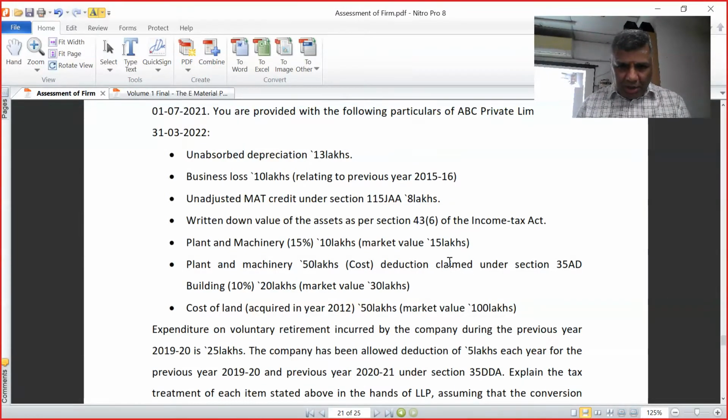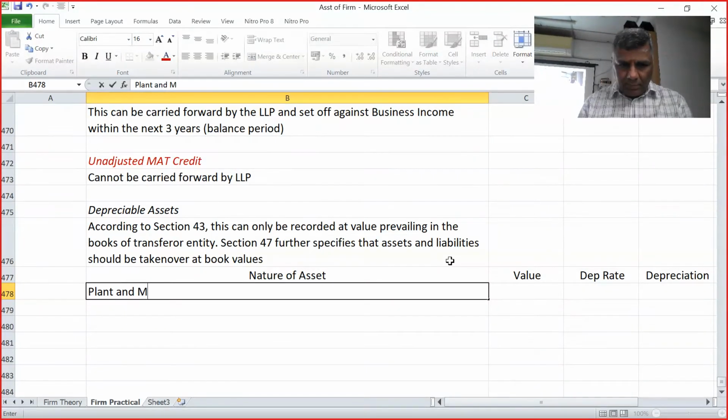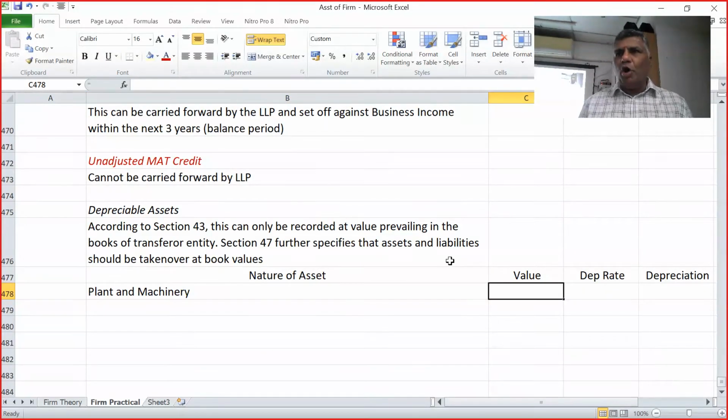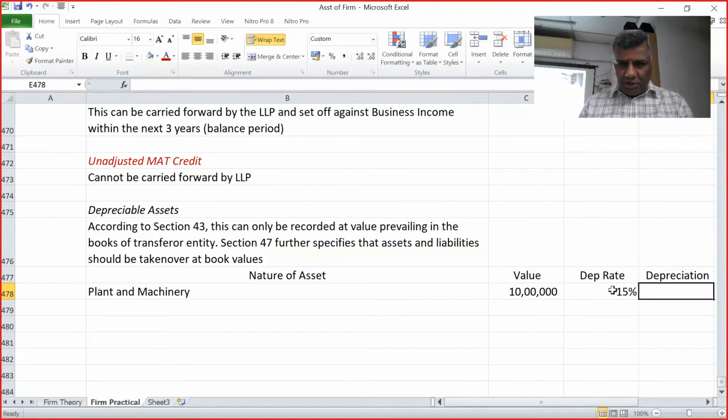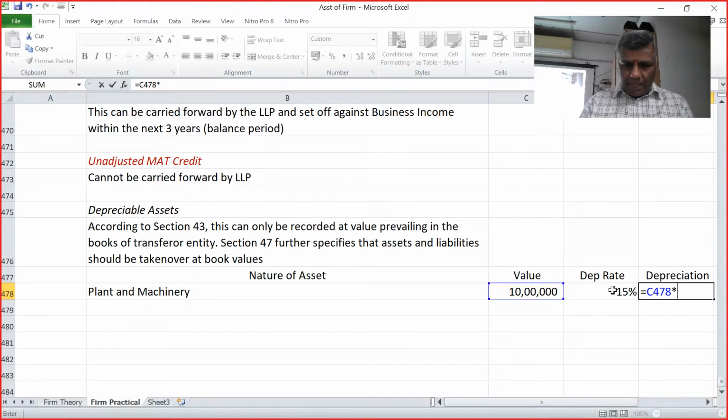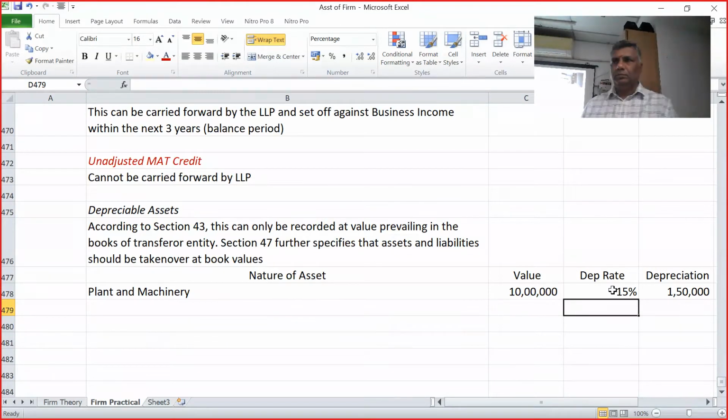Plant and machinery, at what value can I record? 10 lakhs, only at that value, and the rate of depreciation is 15%. 1,50,000.